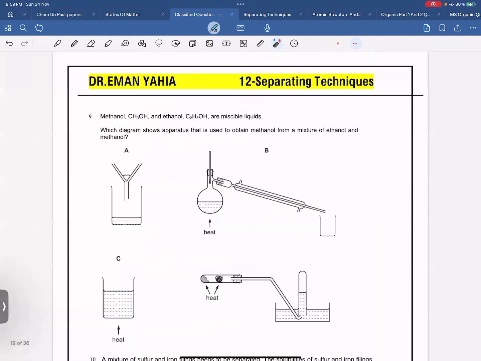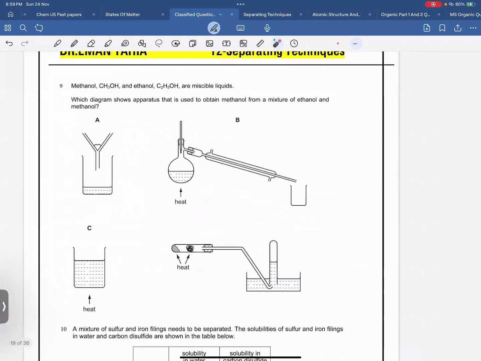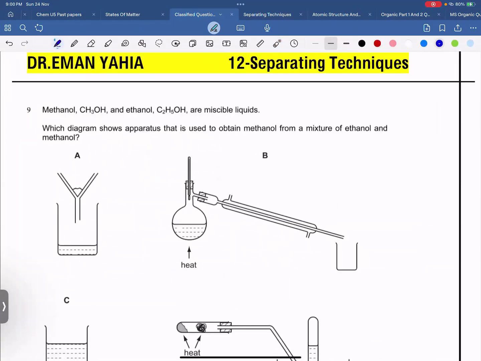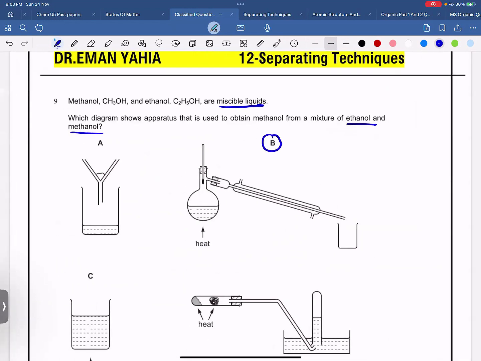Then another multiple choice. For example, methanol, which is CH3OH, and ethanol, C2H5OH, are miscible liquids. So which diagram shows apparatus that is used to obtain methanol from a mixture of ethanol and methanol, a mixture of miscible liquids? Use fractional distillation, which is going to be B.